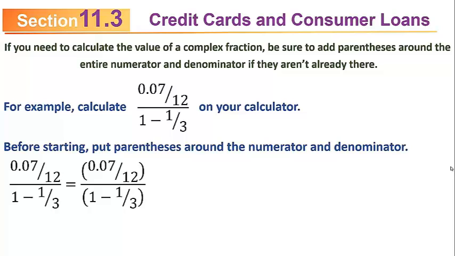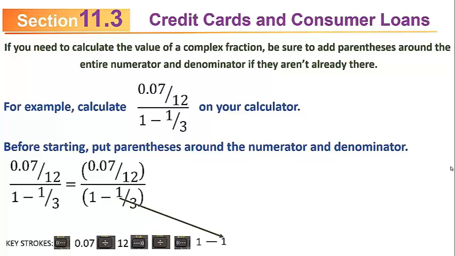So you start off, keystrokes, you're going to do left paren, then you're going to put in 0.07 divided by 12, right paren. The horizontal fraction bar means division. Then you go to the bottom, you've got a left paren, 1 minus 1 slash, that is a division, divided by 3, right paren, and all you need to do is press equal to evaluate, and that'll give you 8.75 to the negative 03.